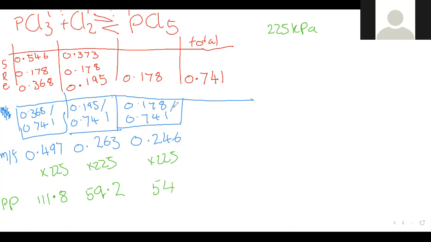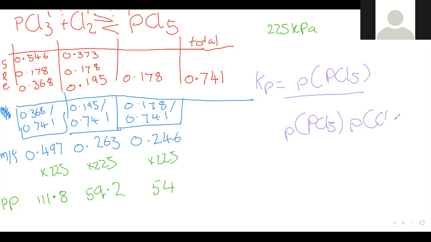Now we can put this into the equilibrium constant equation. So let's get that up quick. So we've got Kp would equal partial pressure of PCl5 over partial pressure of PCl3 and the partial pressure of Cl2. Working out our units, they're going to cancel out, so our units are going to be kilopascals to the minus 1.